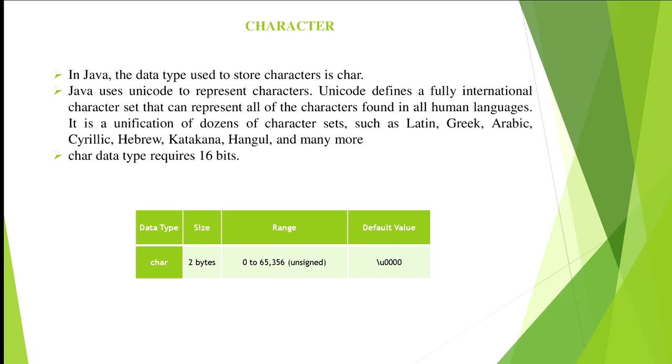One more important thing related to the character data type in Java is the storage capacity of character data type is 2 bytes, means 16 bits. If you look at C and C++ language, it requires only 8 bits, means only 1 byte. But in Java, the char data type requires 2 bytes storage capacity. Along with the range, the default value is \u0000.